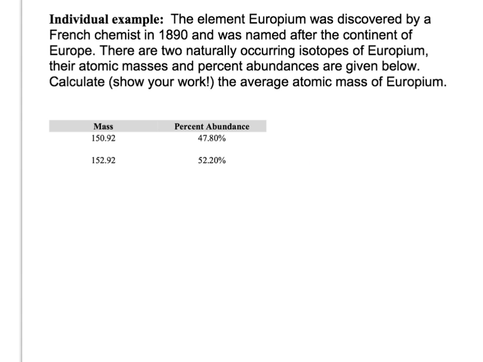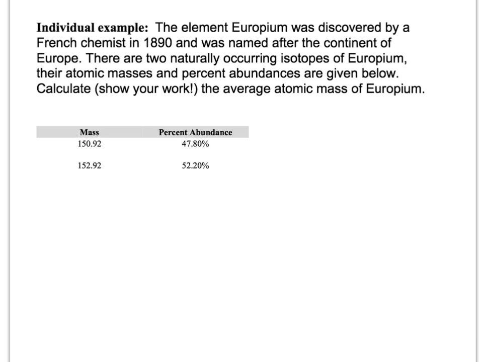So the individual example goes as follows. The element europium was discovered by a French chemist in 1890 and was named after the continent of Europe. There are 2 naturally occurring isotopes of europium. Their atomic masses and percent abundances are given below. Calculate the average atomic mass of europium. Don't forget to show your work. You can pause the video here, work on it, and then see if you get what I get. Okay, I'm going to work out this example.